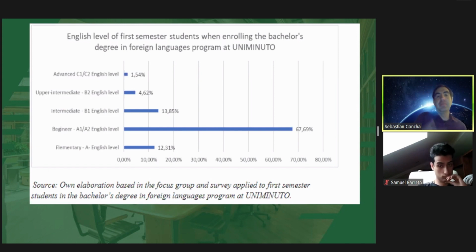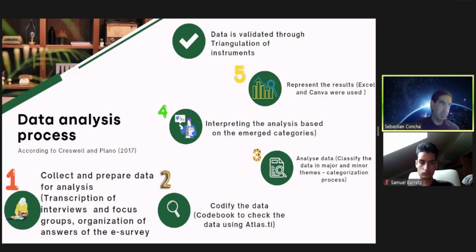And then, okay, the data analysis process started to collect and prepare the information. So this information was collected, taking into account the triangulation of instruments, as we used interviews with the teachers, with the professors. We had focus groups with this exact population, and also an e-survey that was completed by this population as well.